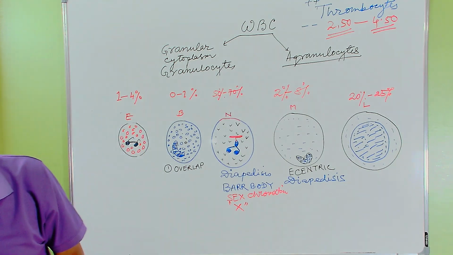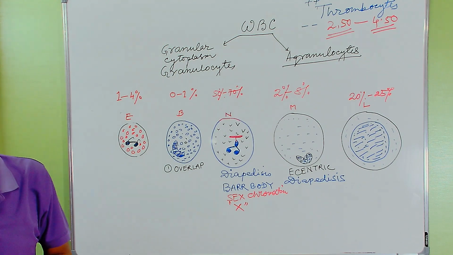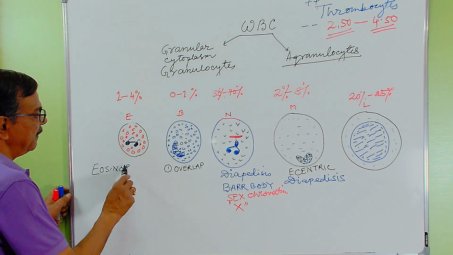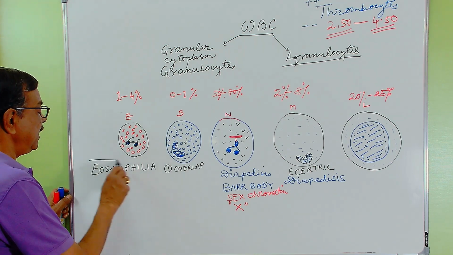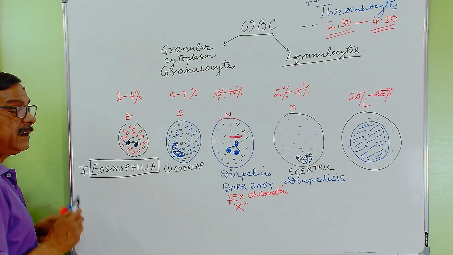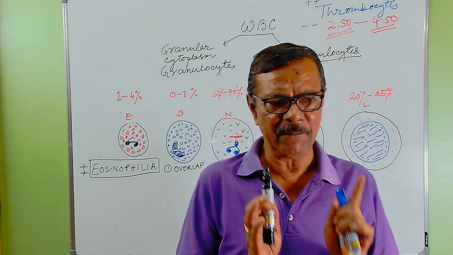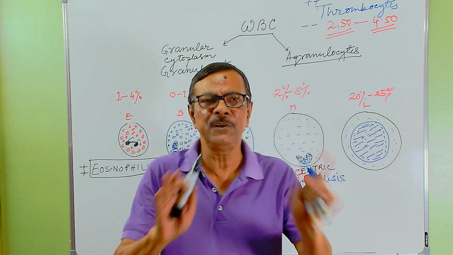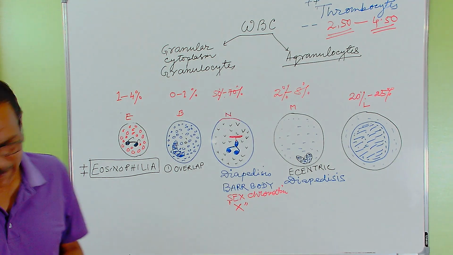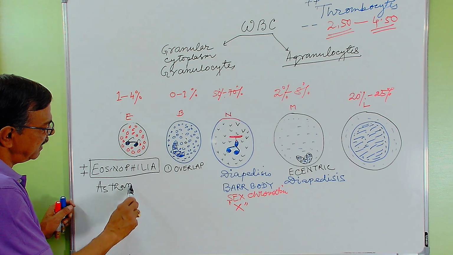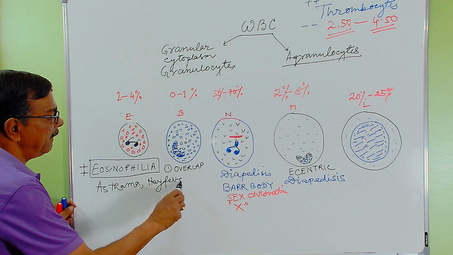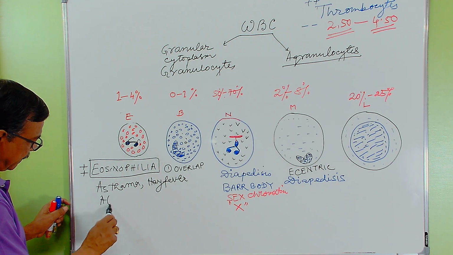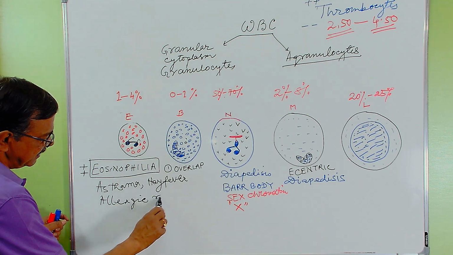Now, as for their function, eosinophilia is a condition. Sometimes in our blood the eosinophils increase because there are some pathological conditions, the blood giving us an indication that something happened within the body. So it may be an infection, asthma, hay fever, influenza, or allergic reactions.